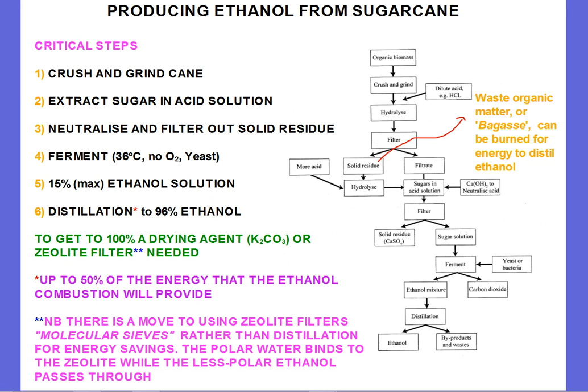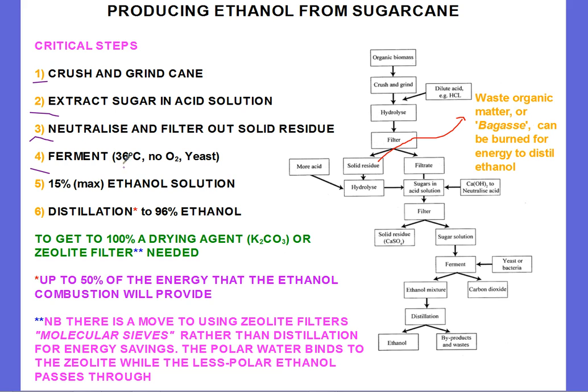Producing ethanol from sugarcane. This is how we produce our beverage ethanol and how we produce our ethanol fuel in Australia. And there are some critical steps. This flow chart's quite complicated, but the critical steps are: you've got to crush and grind your grain, you've got to extract the sugar using an acid solution, you then have to neutralise the acid and filter out the solid residue. With the filtrate, what you do is you ferment it, because that's going to be your sugar solution.